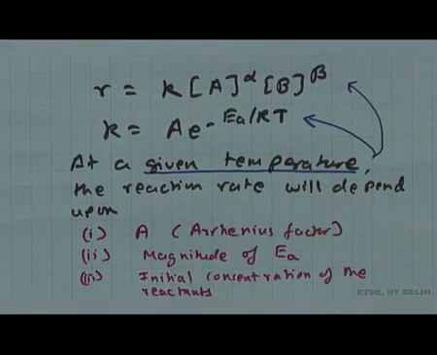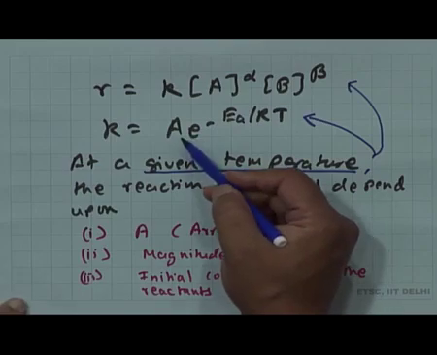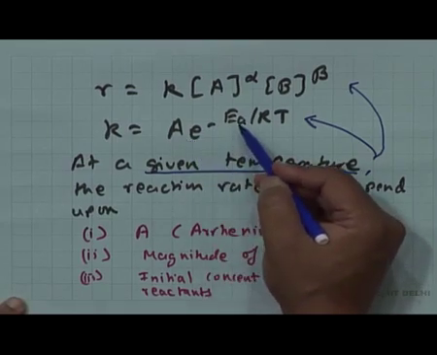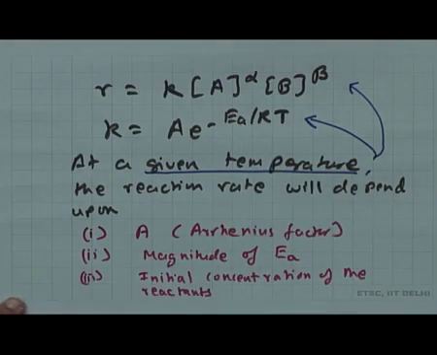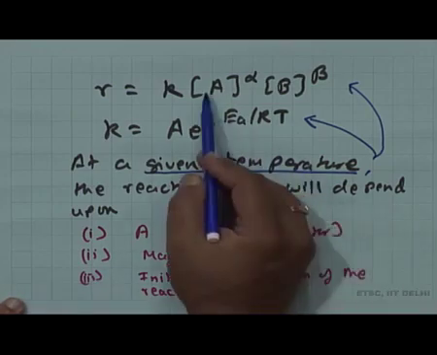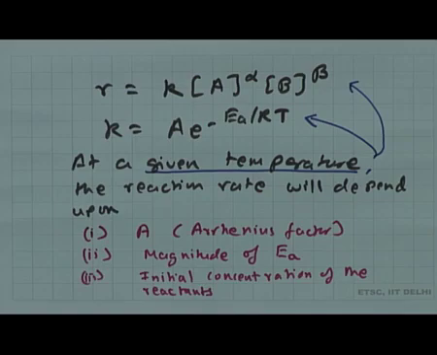So, if you are talking about a given temperature now, temperature is out of the equation, because temperature is constant. So, what is it depending upon? It is depending upon A, which is the frequency factor or Arrhenius factor or the pre-exponential factor, then EA, the magnitude of the activation energy, and also upon the initial concentrations of A and B.